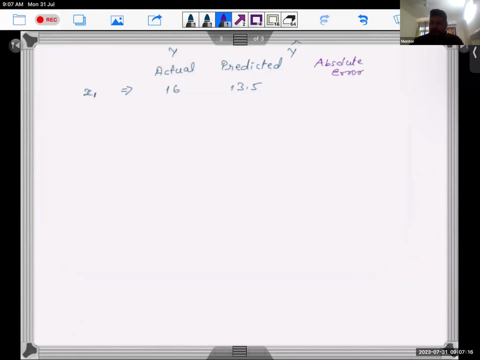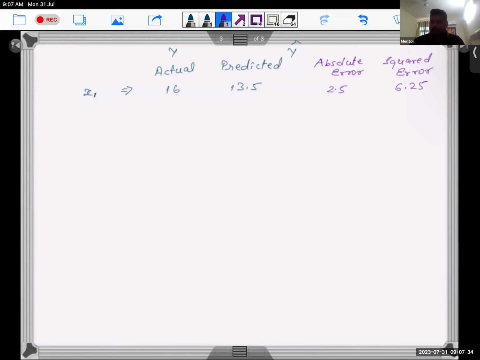We talked about squared error. These are the things that we had discussed last time, right? So what would be the absolute error? 2.5. What would be the squared error? 6.25. Does this make sense?